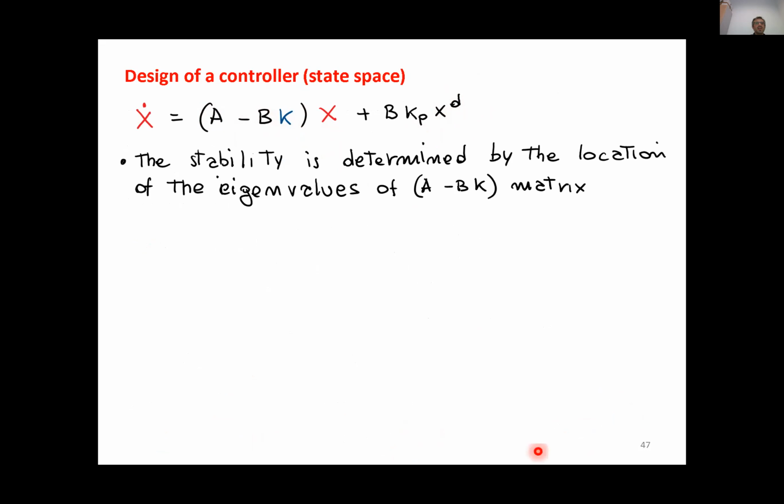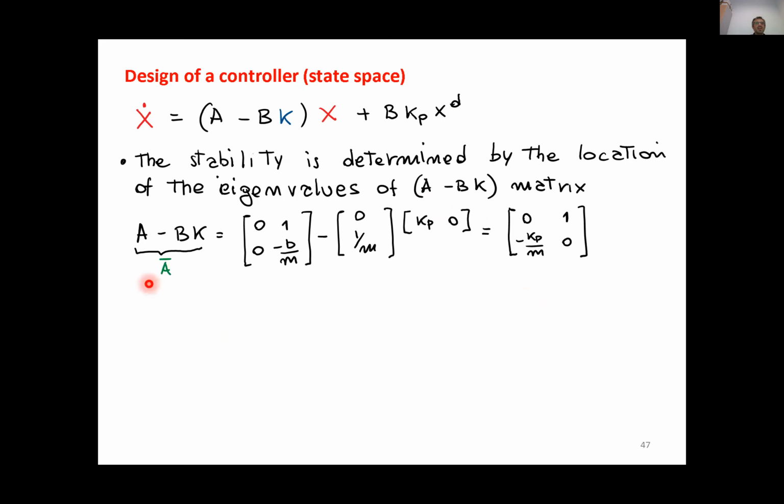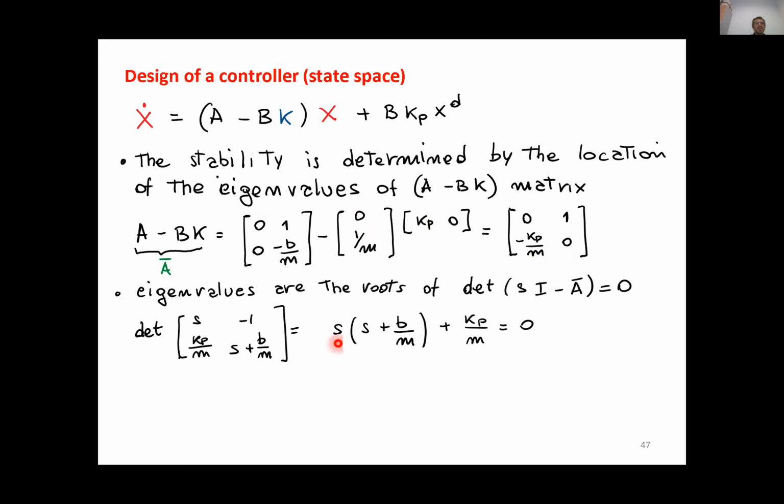And to know the stability of this closed loop system in state space form, we know that we need to check the location of the eigenvalues of the matrix A minus BK. And to compute that, let's do that. So we take the A matrix, it was this one, the B matrix, and the K. And if you perform the computation, sorry, here there is a term missing. There is a B over M.